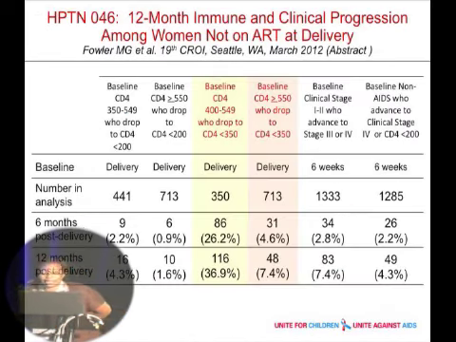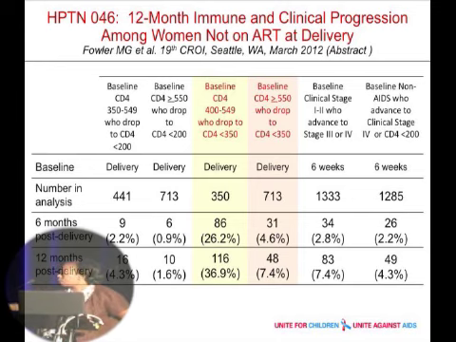I also want to highlight something else, which I think is extremely important as we think about treatment as prevention and elimination of mother-to-child transmission. This is work done by Mary Glenn Fowler, reported at CROI in Uganda, looking at women who at delivery have a baseline CD4 of 350 to 549, or a baseline CD4 of more than 550, and how many of them progress to CD4 deterioration below 350 at 6 months or 12 months post-delivery.